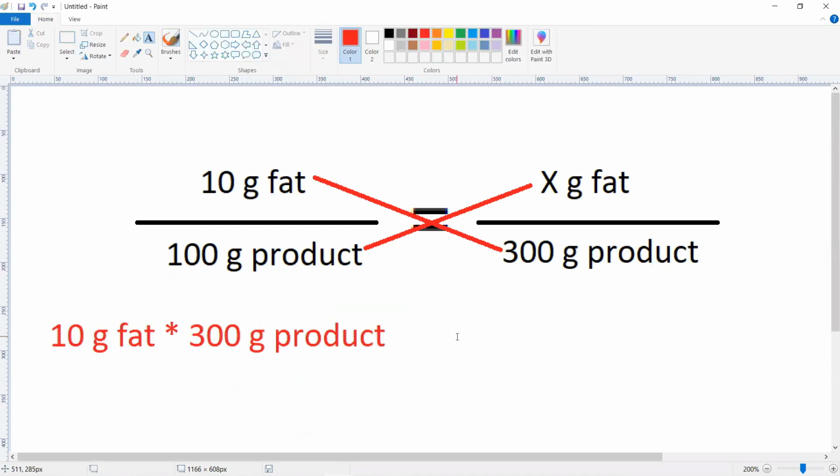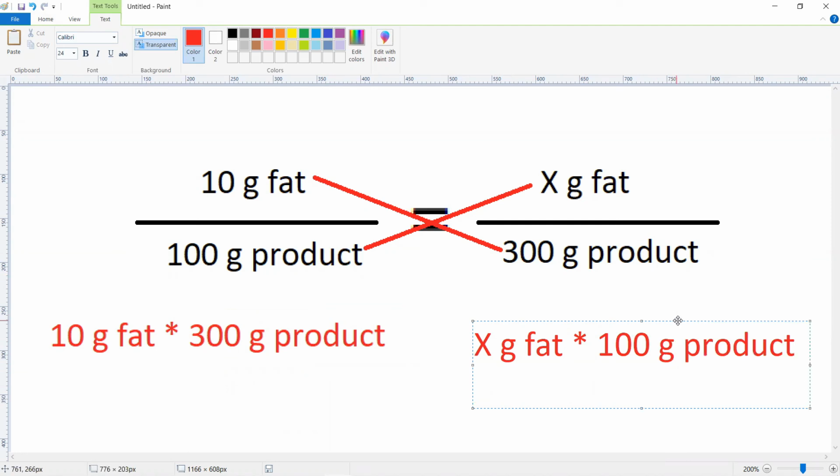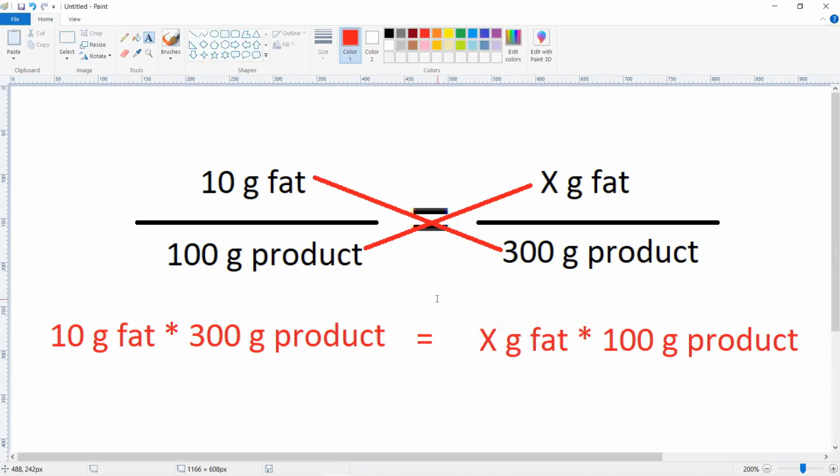And this other side here, I'm going to cross multiply, is going to be 100 times x. And the beauty of cross multiplication is that for two ratios that you know are equal, if you cross multiply them, that will be equal as well. So let's just do that right there. Put the equal sign there.